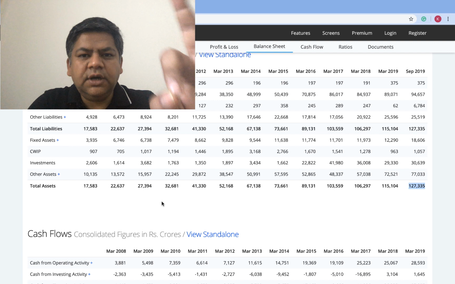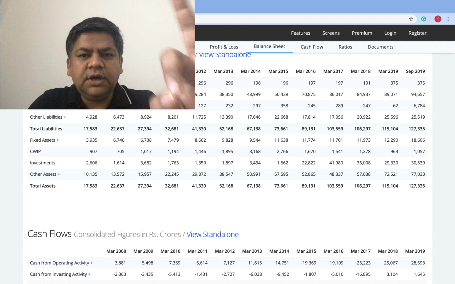1,27,335 crore. This is called total asset, and Screener is writing it total liability. Now the point here is why Screener is writing it total liability. Why are this reserve and share capital on the side of the liability? And to answer this, I'll again remind you of the very basic class, the very first class, in fact, when I told you the purpose of this stock market.